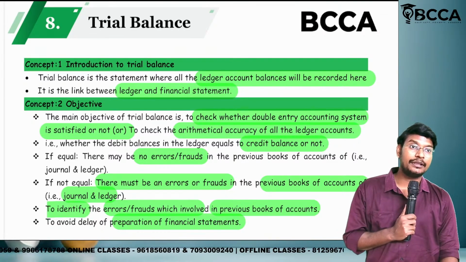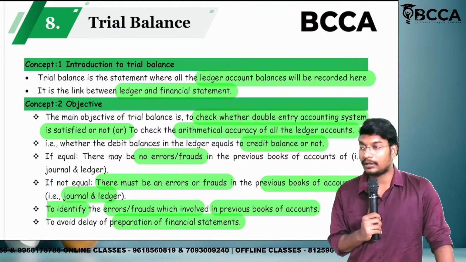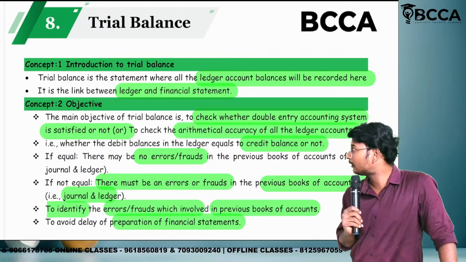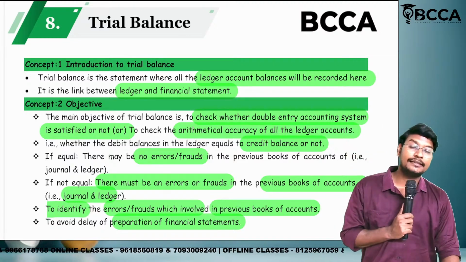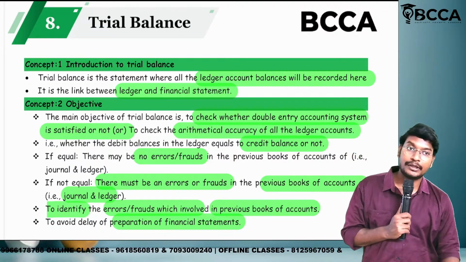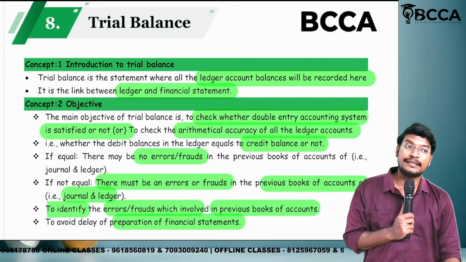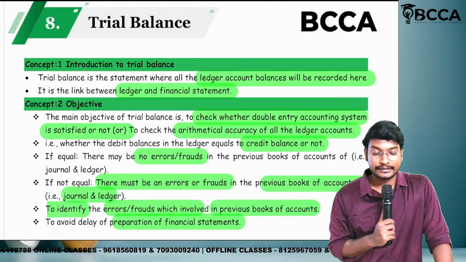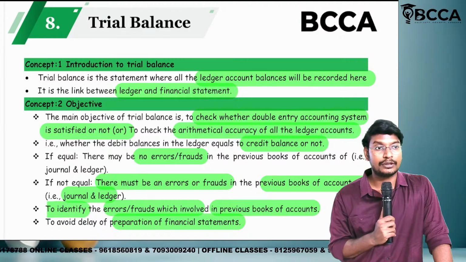In the total method, we will record only the debit total on the debit side and the credit total on the credit side. In the balance method, we will record the balances. If the ledger account has a debit balance, we will record it on the debit side. If the ledger account has a credit balance, we will record it on the credit side. Next, in the combination of both, we will record the totals as well as the balances.